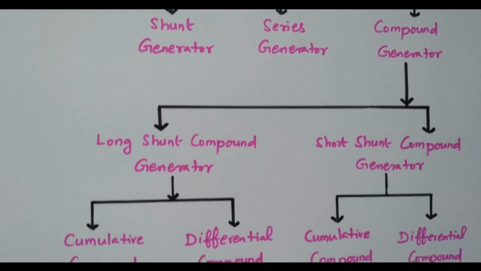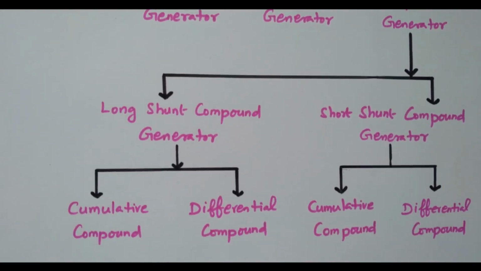Due to the two windings, it is again classified into two different types, cumulative compound or differential compound. If the series winding and shunt field windings are added together, then it is called a cumulative compound. If they are opposing each other, then it is called a differential compound. That is applicable for this type also, the short shunt compound generator, right. So this is the classification. We will see the types one by one.